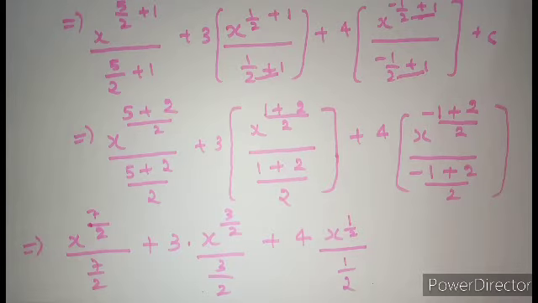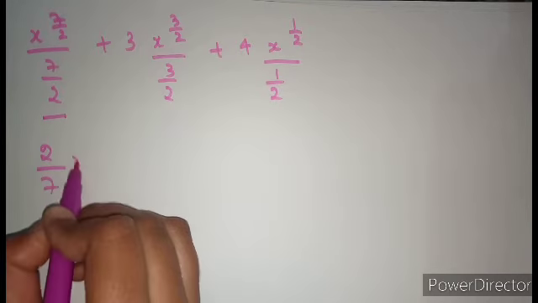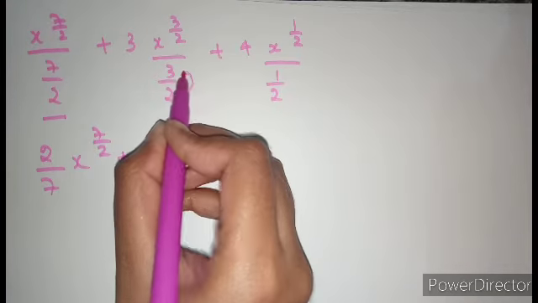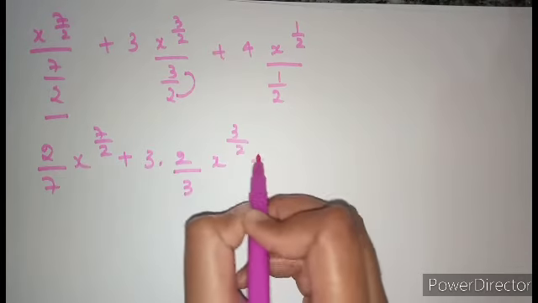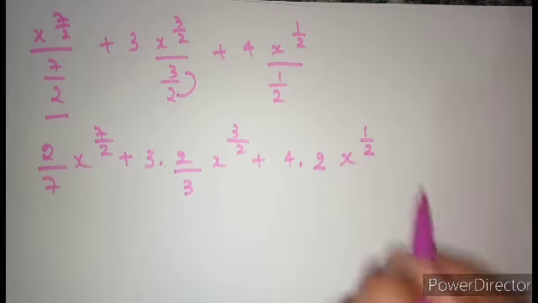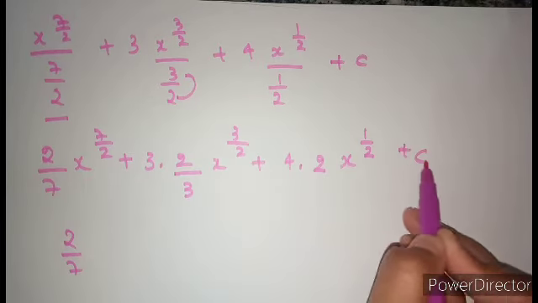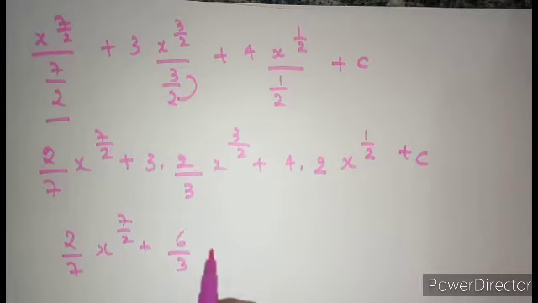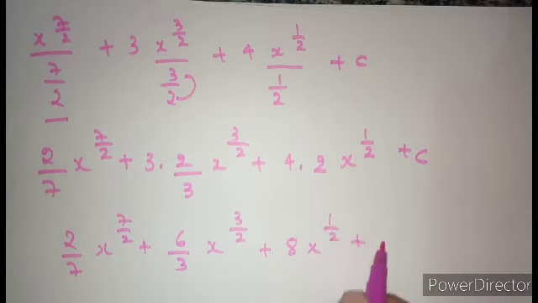Now take the reciprocal. If I take the reciprocal, it becomes 2 by 7 x to the power of 7 by 2, plus 3 as it is. If I take the reciprocal, it becomes 2 by 3, reverse, x to the power of 3 by 2, plus 4 as it is. The reciprocal of 1 by 2 is 2, x raised to 1 by 2. Now 2 by 7, plus integration constant: 2 by 7 x raised to 7 by 2 plus 3 2s are 6, 6 by 3 x raised to 3 by 2, plus 4 2s are 8 x raised to 1 by 2 plus c.